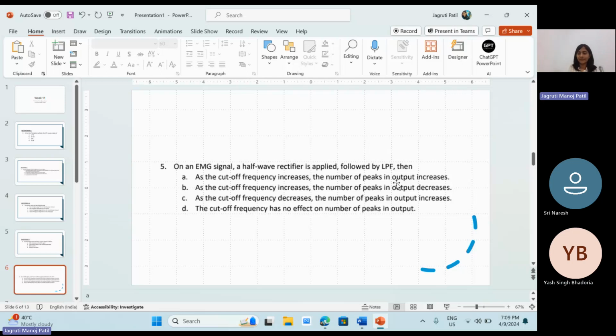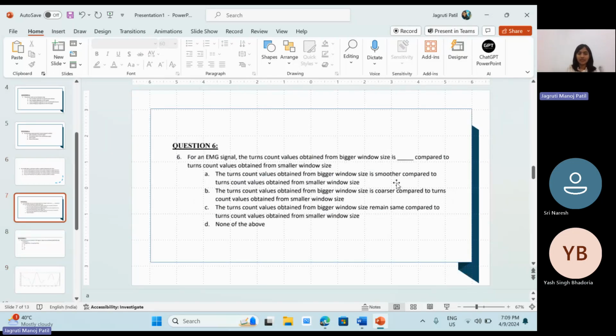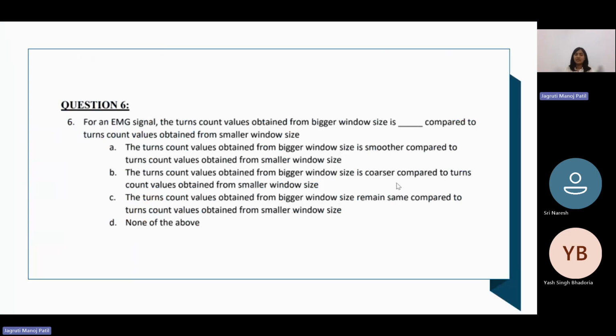Okay. Next question, we have an EMG signal. I guess it's not visible. Okay. For an EMG signal, the turns count values obtained from a bigger window size is dash compared to the turns count obtained from a smaller window size.